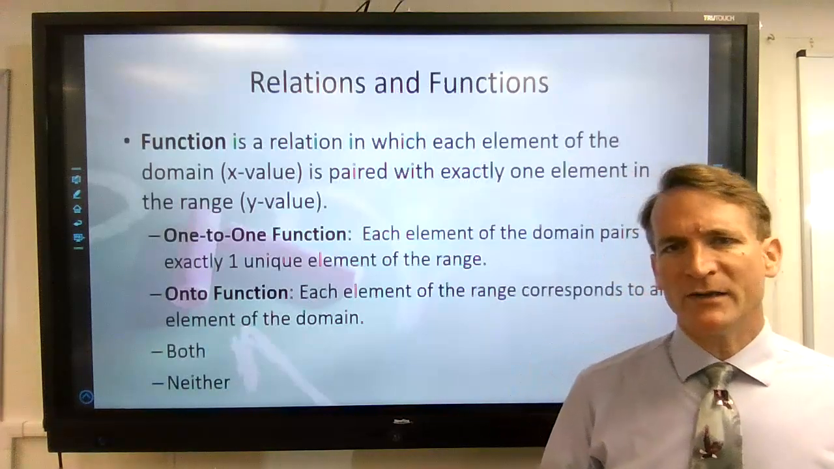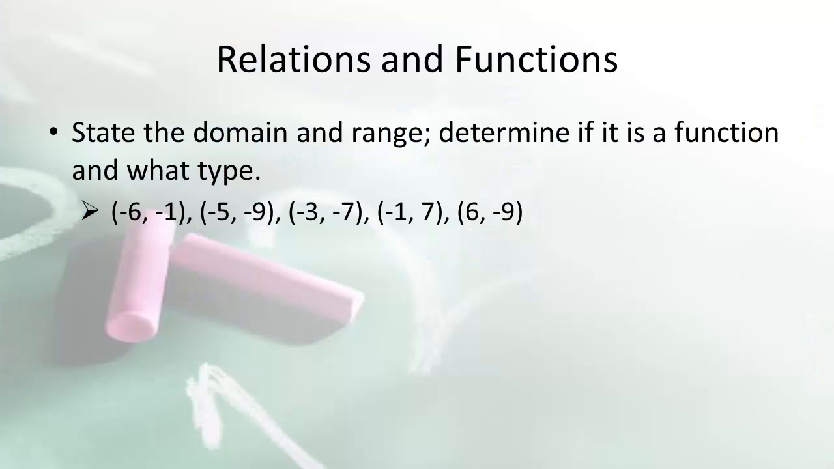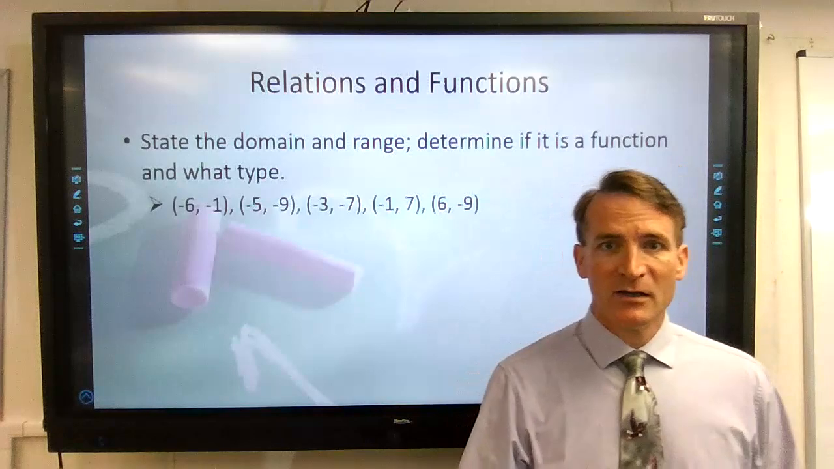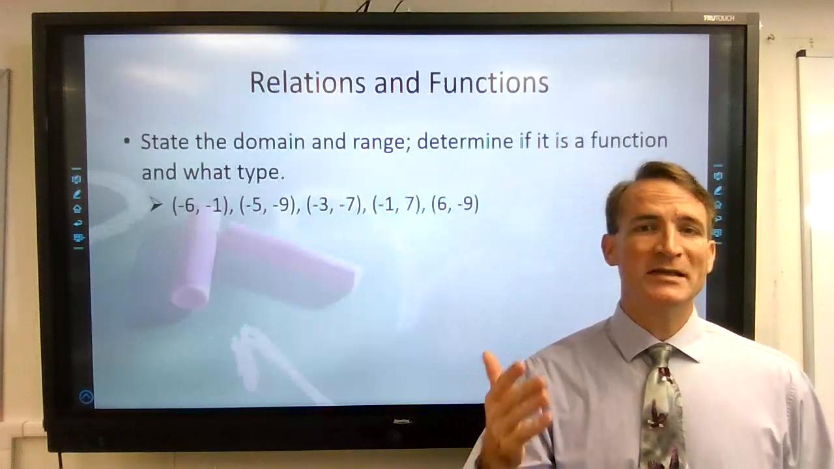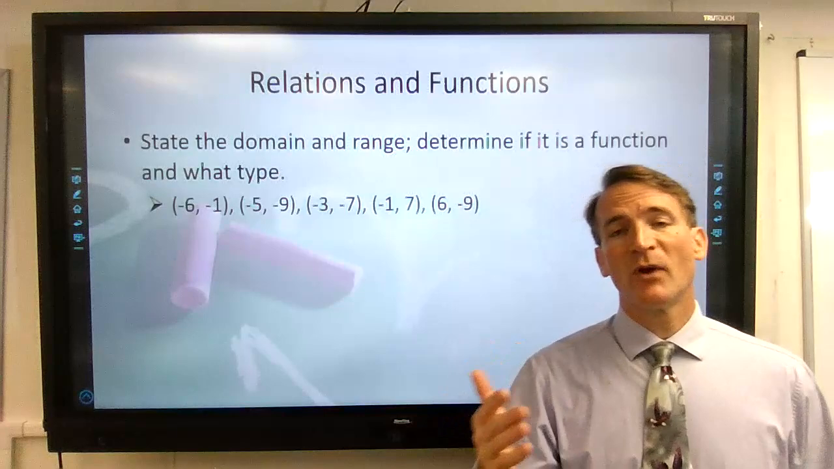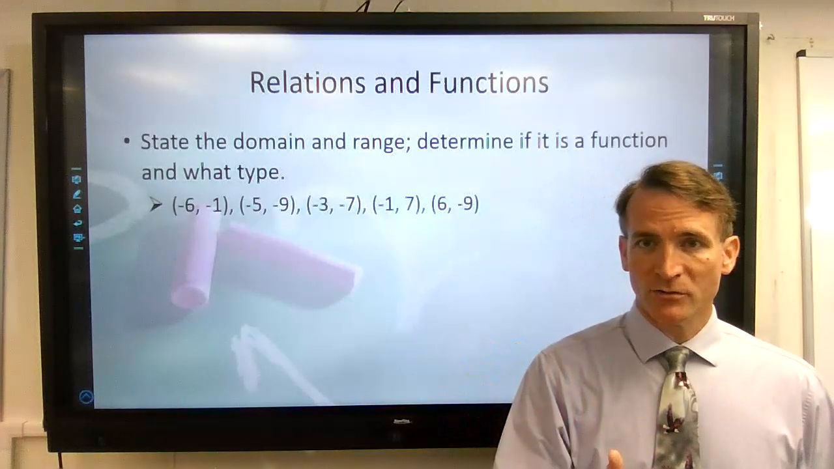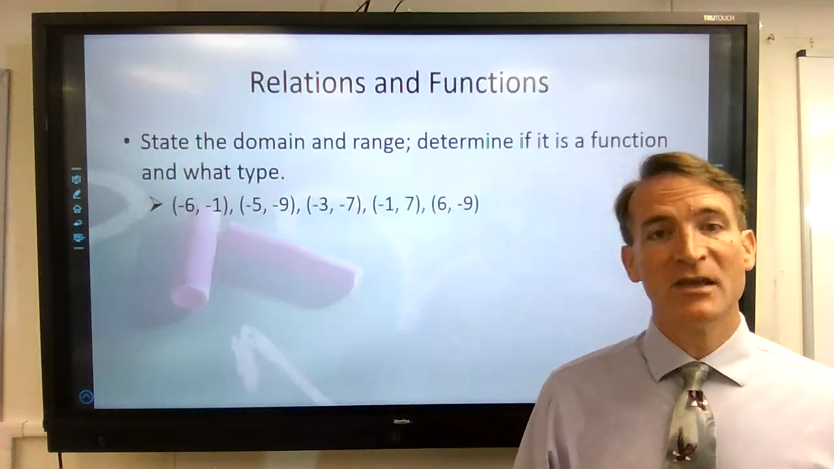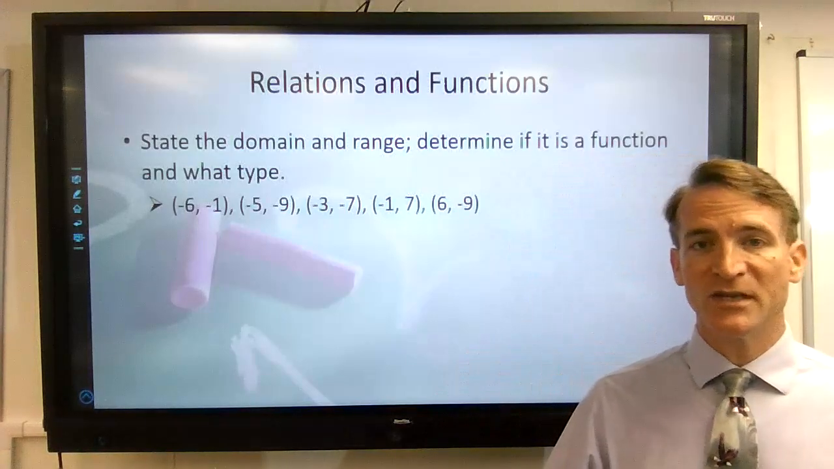So let's give it a little bit of practice by working out some examples. Let's start off with these points: (-6, -1), (-5, -9), (-3, -7), (-1, 7), and (6, 9). What I want you to do is start out by stating what the domain is. So take a piece of paper and write down the values in my domain. Then write down the values of the range. And then determine what type of function this is, if it is even a function. If it's not a function, state that it's not a function.